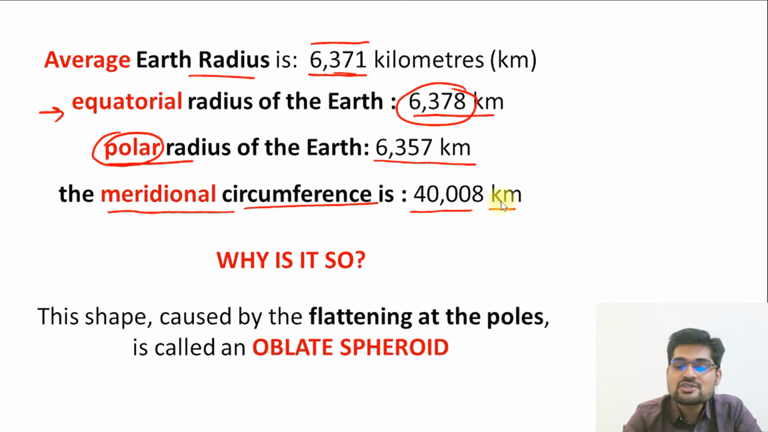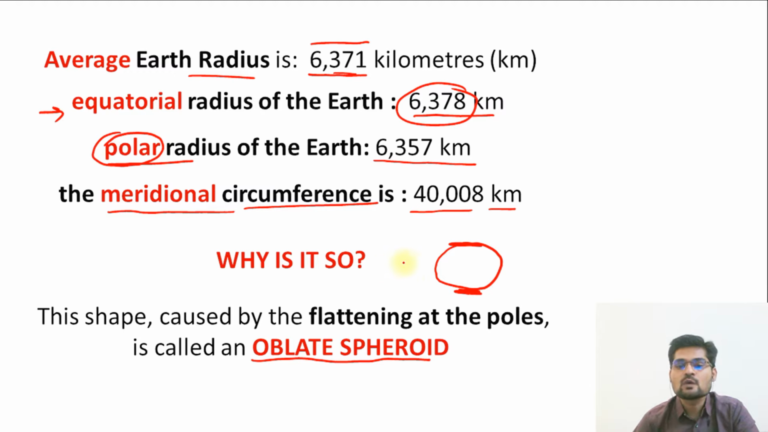But now let's answer why this is so. This is because of the shape of the Earth. Earth's shape is like an oblate spheroid. It basically means that it is bulged out at the center and it is flat at the poles. So the distance here and the distance here both have differences from the center of the Earth. That is why it is different. So the average value is 6371 while the equatorial radius is 6378 and the polar radius is 6357.